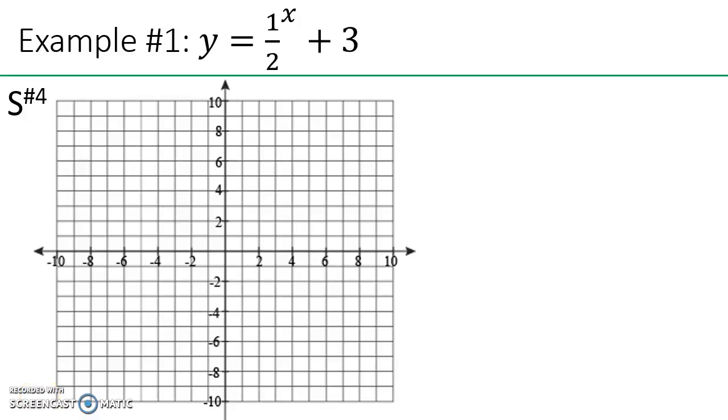I feel like I kind of rushed through steps 4 and 5, so I want to go through them real slow for you right quick. Step 4, we're going to be graphing our function. First things first, we have our y-intercept, which is (0, 4), and our asymptote, which is y equals 3.